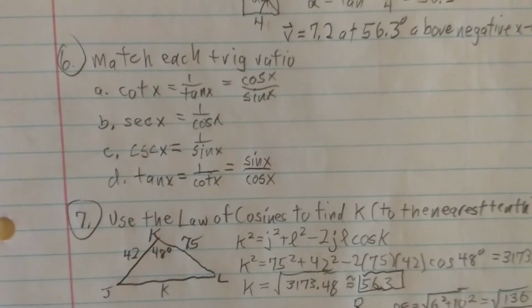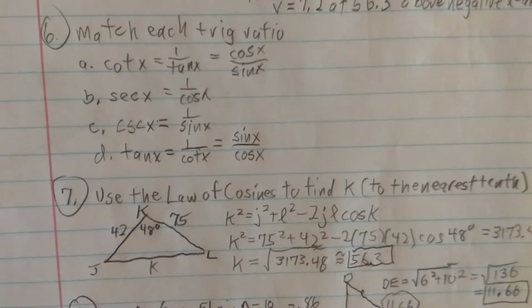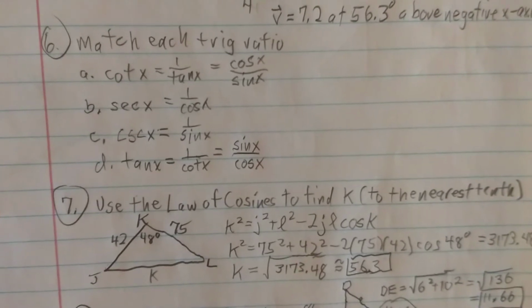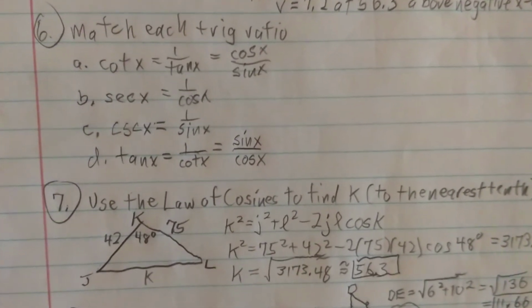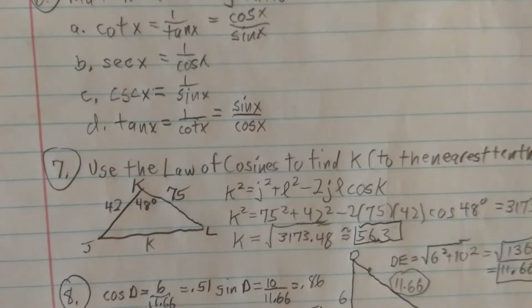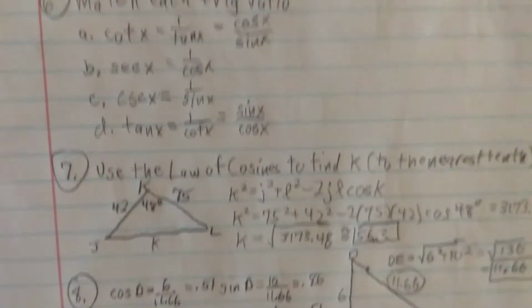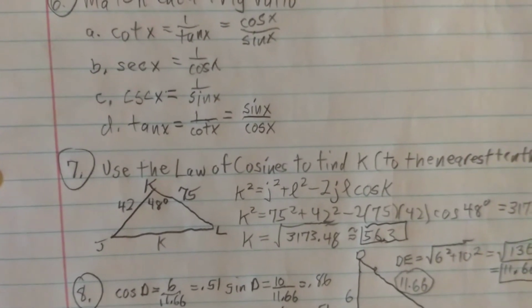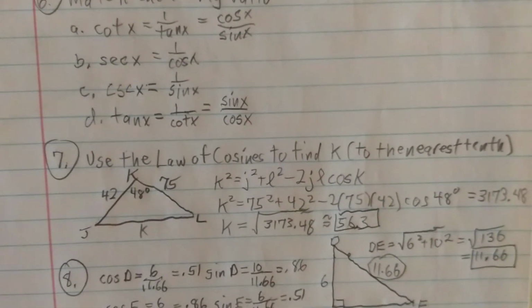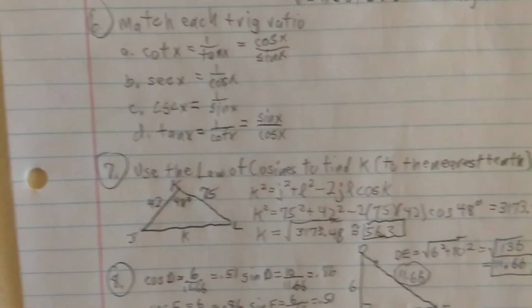Match each trig ratio. Cotangent is 1 over tangent, and remember that tangent was sine over cosine, and so 1 over tangent is the reciprocal of that, or cosine over sine. Secant is 1 over cosine, one of our basic reciprocals. Cosecant is 1 over sine. Those are our 3 basic reciprocals: cotangent, secant, and cosecant. And then tangent is the reciprocal of cotangent, which is just sine over cosine. And we've done all those before.